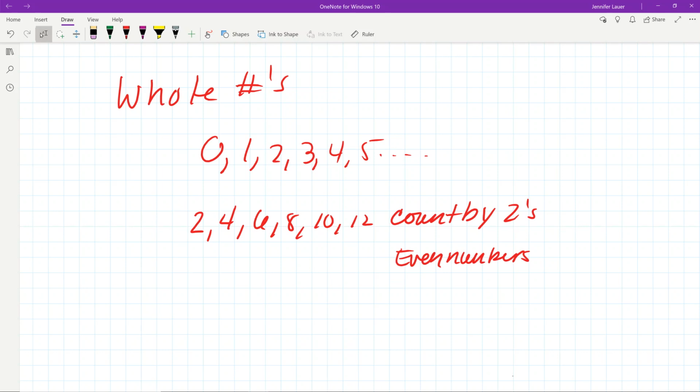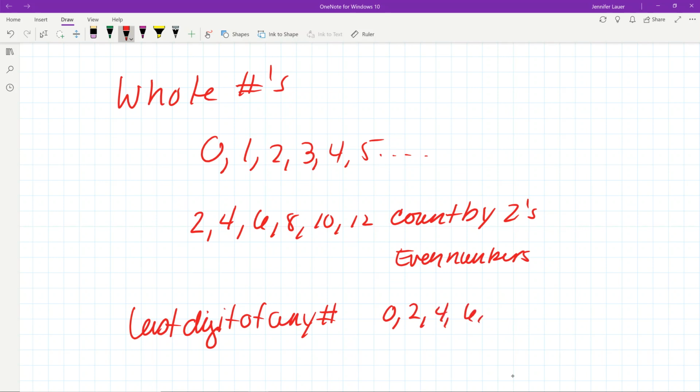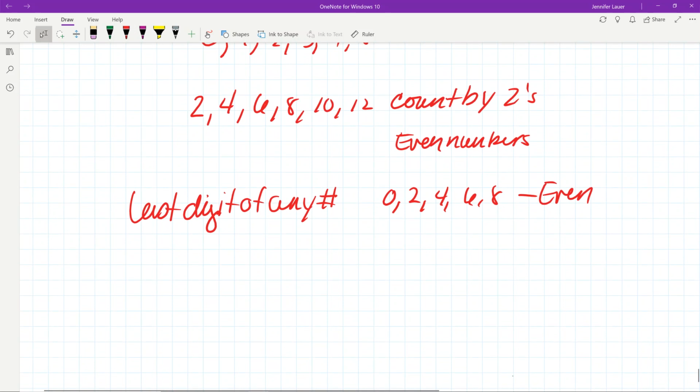So you can look at any number, it doesn't matter how big the number is. If you look at the last digit of any number, and it ends with a 0, a 2, a 4, a 6, or an 8, it is considered an even number. All right, well, let's talk about odd numbers.